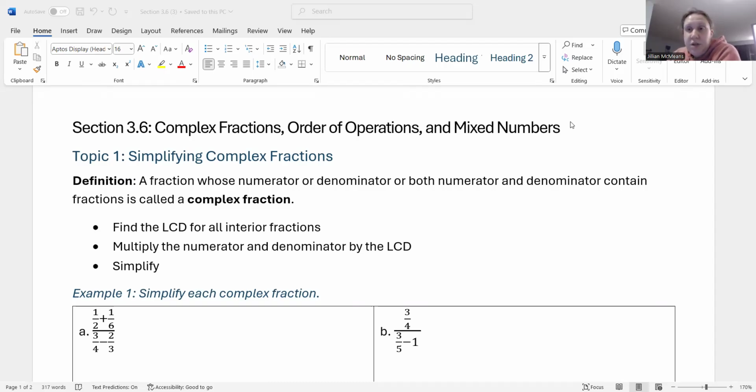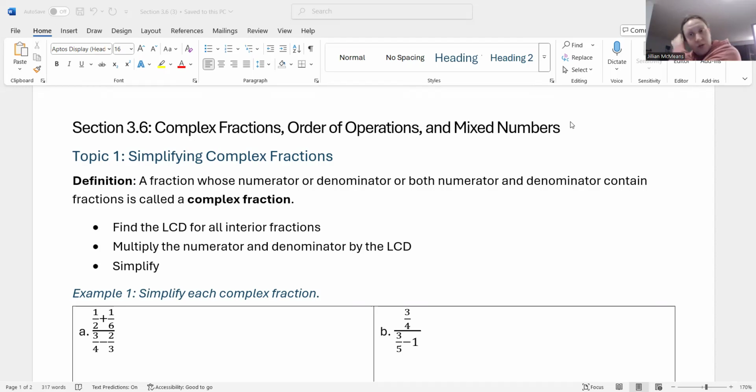For our next worksheet, we're going to look at complex fractions, order of operations, and then we're going to start looking at mixed numbers. So for topic one, we're going to simplify something called complex fractions. I can tell you that you can live a very full life and not really have to use complex fractions, but it's part of our curriculum, so I want to at least show you what this means.